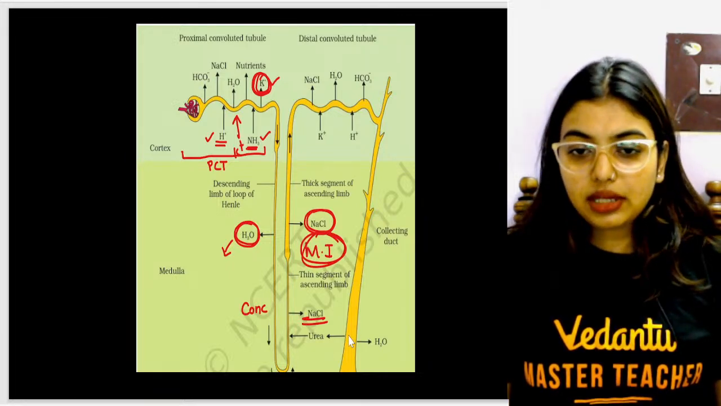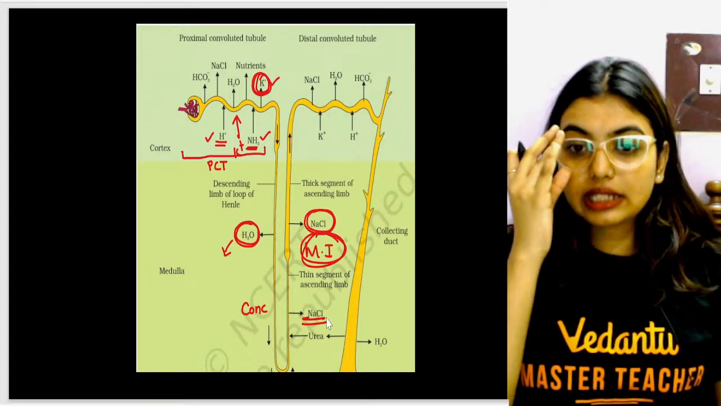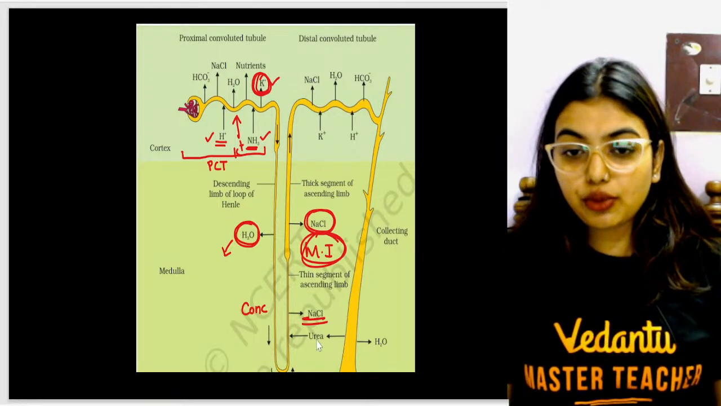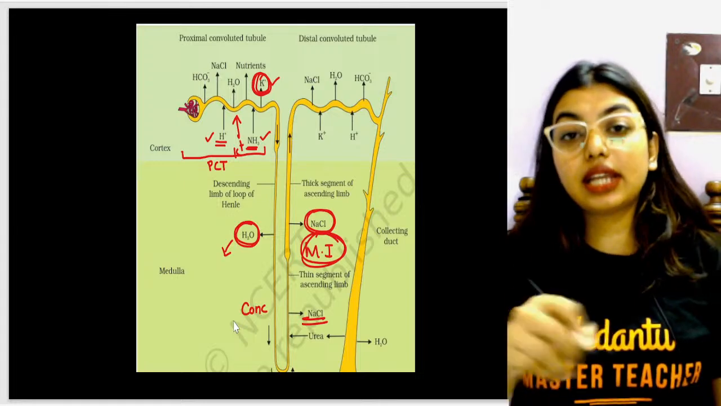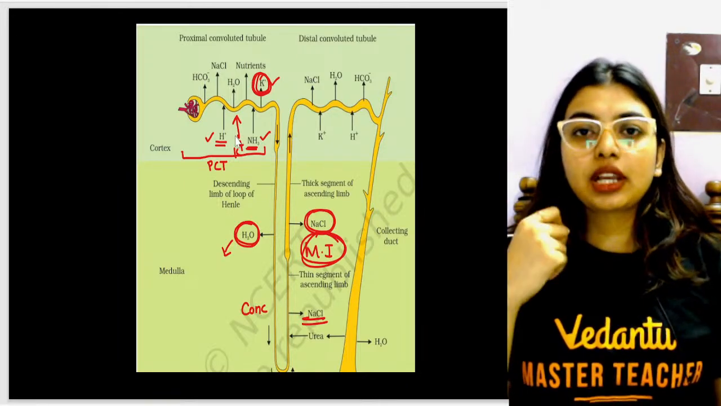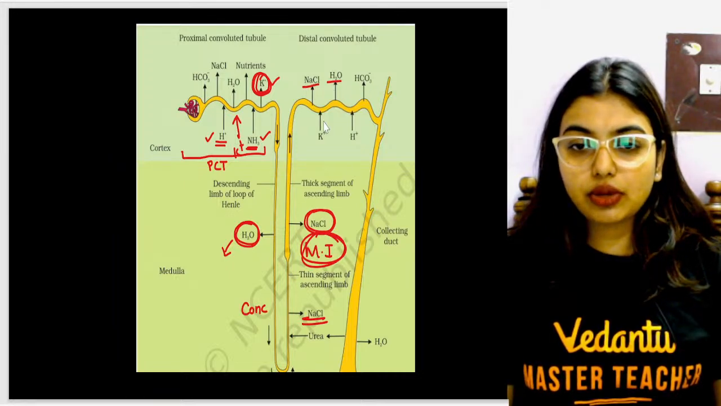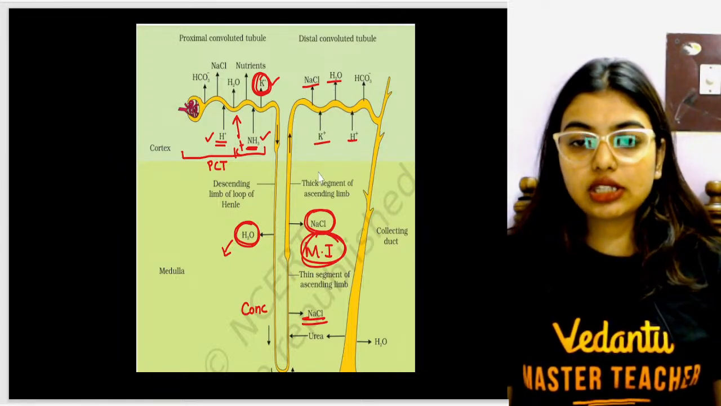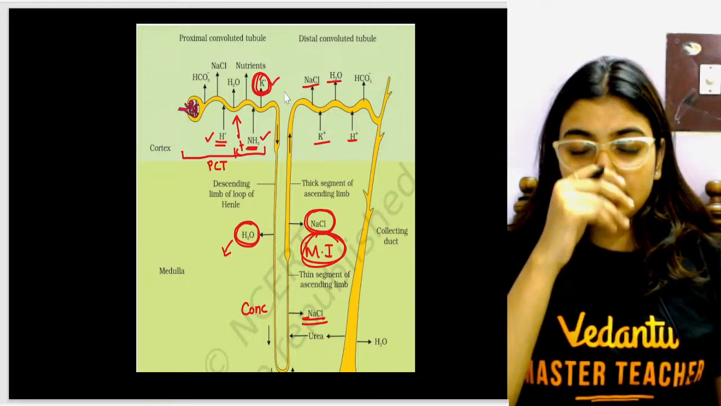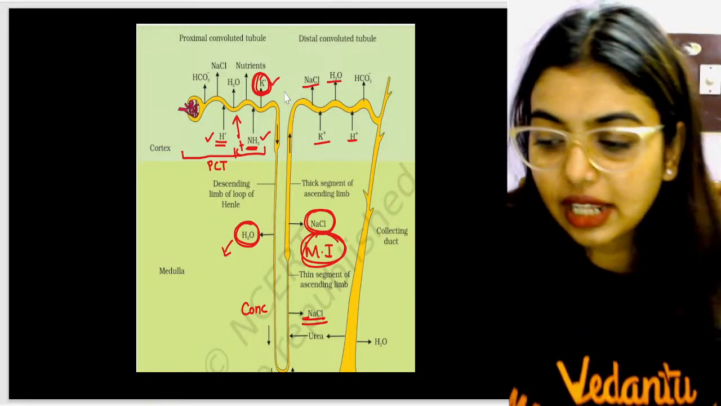Now from the collecting duct, some amount of urea is going to be taken back here again, into the medullary interstitium, that is your countercurrent mechanism. Now students, here you can see NaCl, H2O, HCO3, K plus, H plus, all this is going to have secretions and reabsorptions.